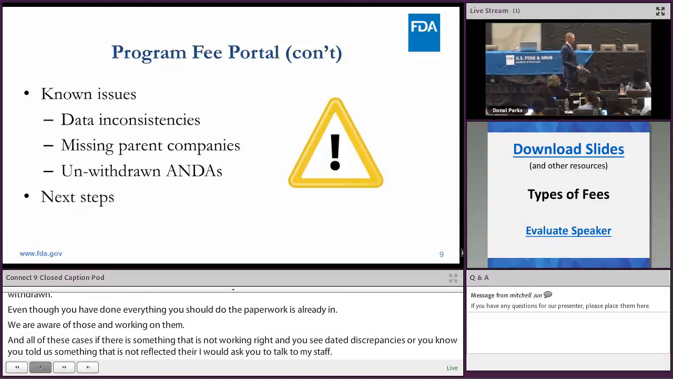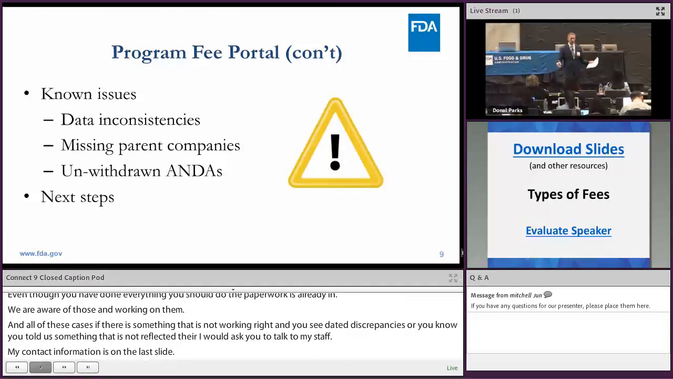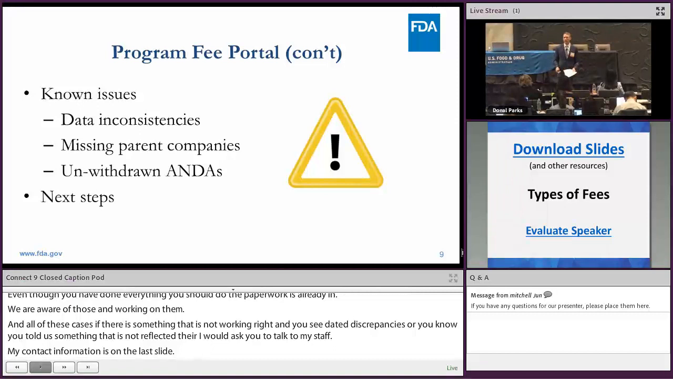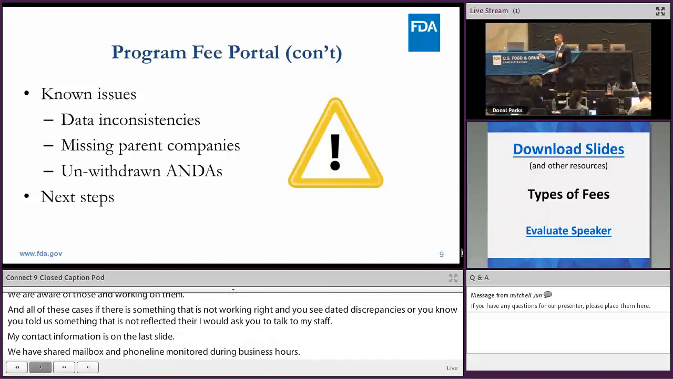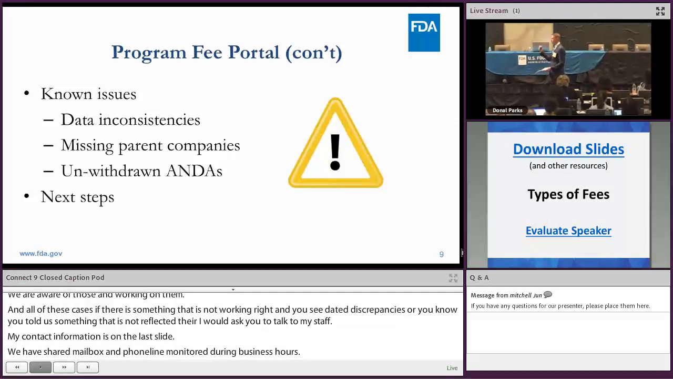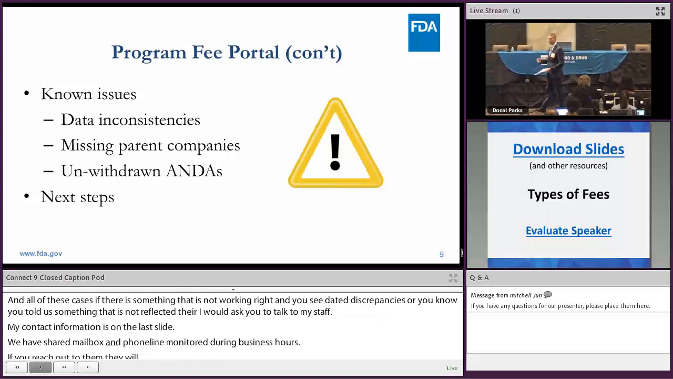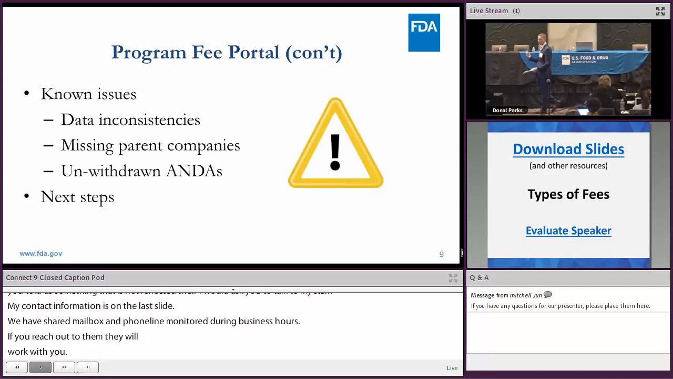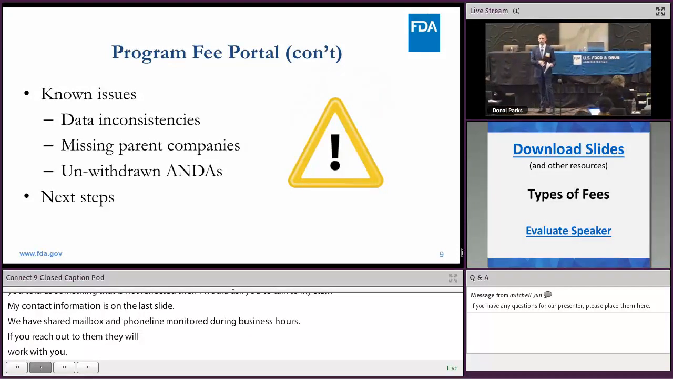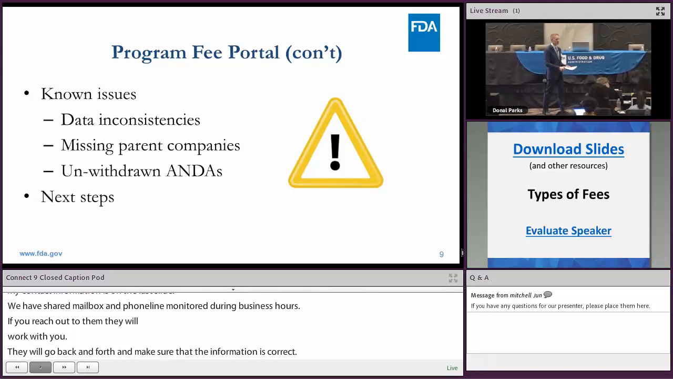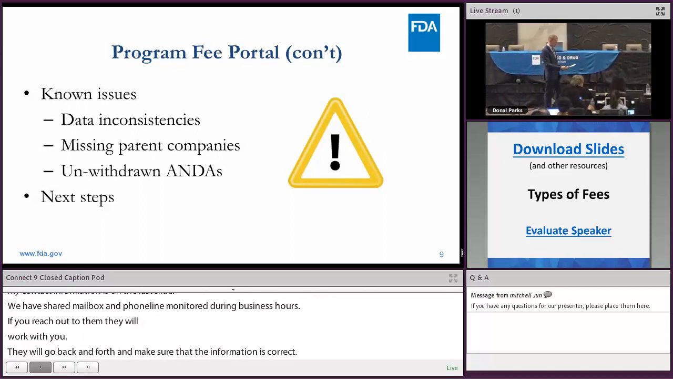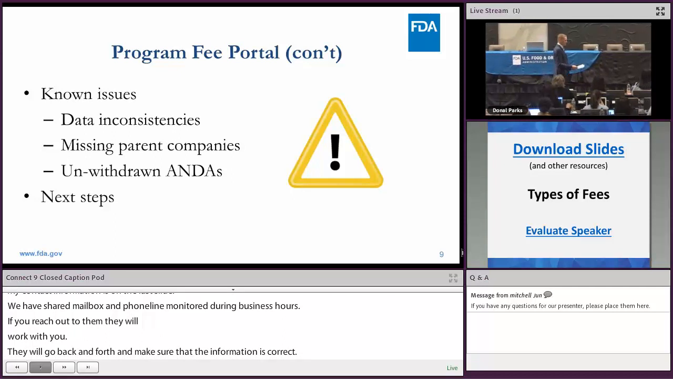If you reach out to them, they will work with you and just say, we've noticed all sorts of discrepancies. Can you help us figure out what's going on? And then they'll work with you. They'll go back and forth and make sure that the information is actually correct. Even if it's not showing as correct, we can reassure you that on the back side it is actually correct. It will be corrected on the portal as soon as we can get the technical side of that done. So those things will be fixed.